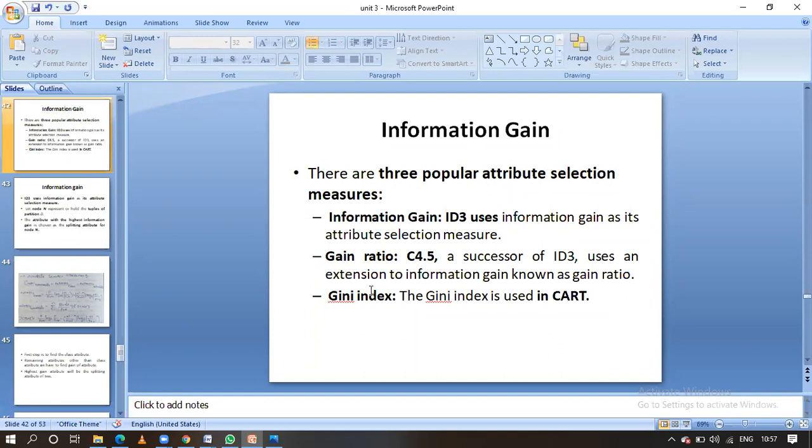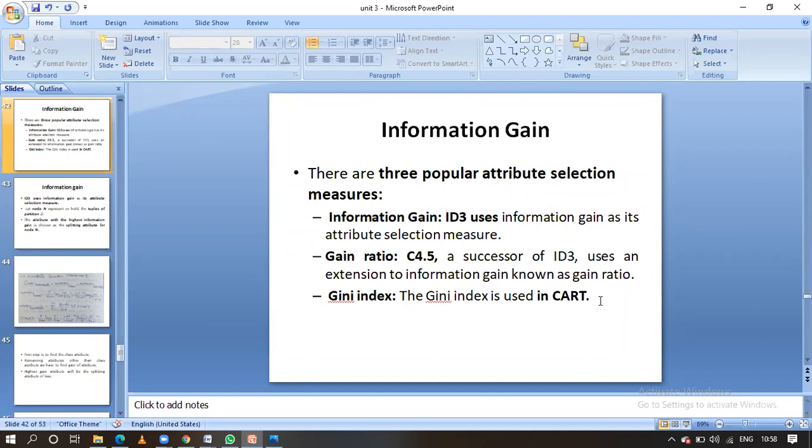Coming to the third one, that is the Gini index. Where are we going to use the Gini index? In CART, the third one related to the decision tree. For CART we are going to use the Gini index procedure to calculate the attribute selection. While constructing the decision tree we have to partition, right? How are we going to partition? By using these three methods. The first one is used in ID3. The second one we use for C4.5, a successor of ID3. The third one is the Gini index.